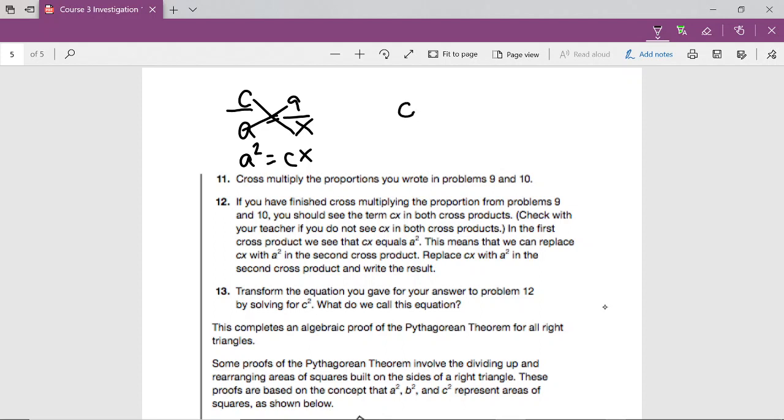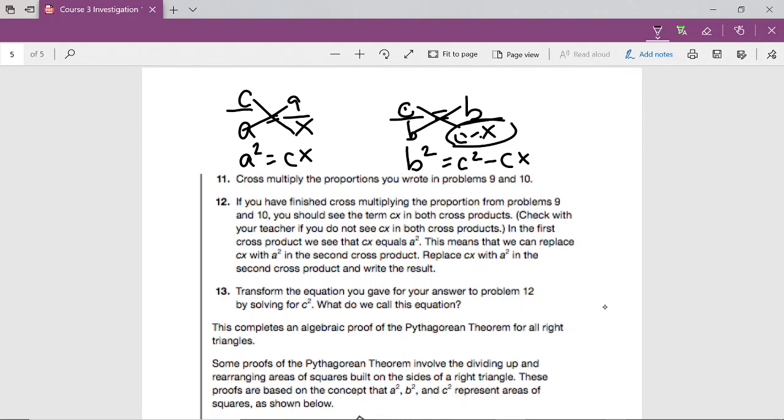And then I look at my other one. C over B equals B over C minus X. And I cross multiply. I get B squared, and then I have C times this entire quantity on the bottom here. So C times C is C squared. C times negative X is minus CX.